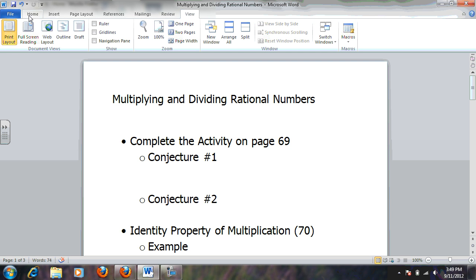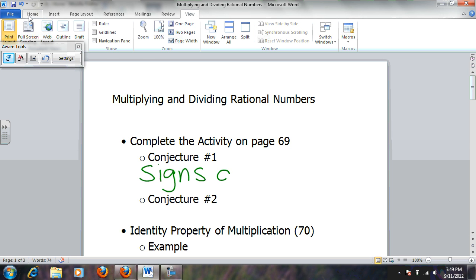Number 2, make a conjecture from the patterns that you found in question 1. What seems to be the sign of the product when you multiply a positive number and a negative number? So when the signs are different, what will our product be? Product is negative.